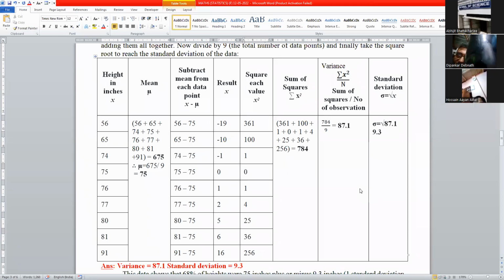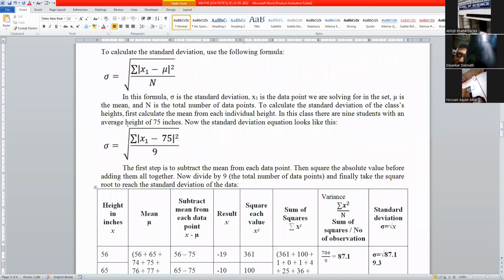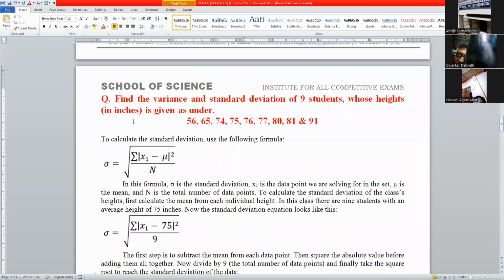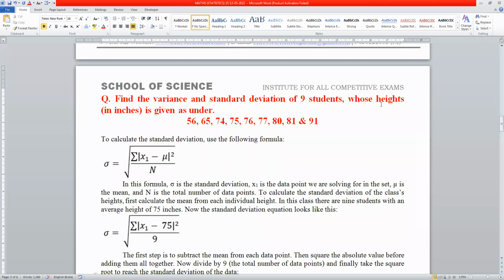So again, what was the question? Those of you who could not understand, let us see the question. It is written in red ink. Find the variance and standard deviation of 9 students whose heights in inches are given as under. The heights given are 56, 65, 74, 75, 76, 77, 80, 81, and 91.